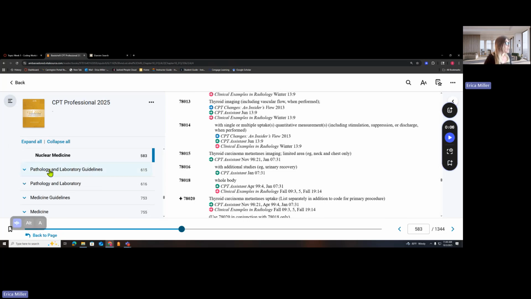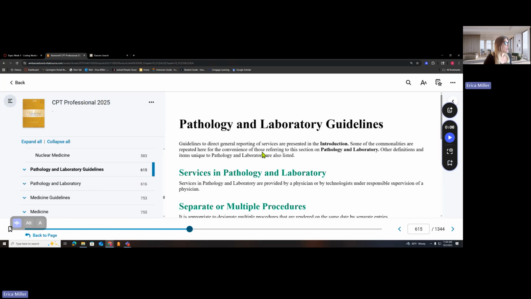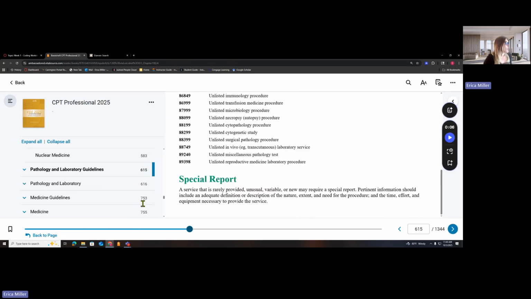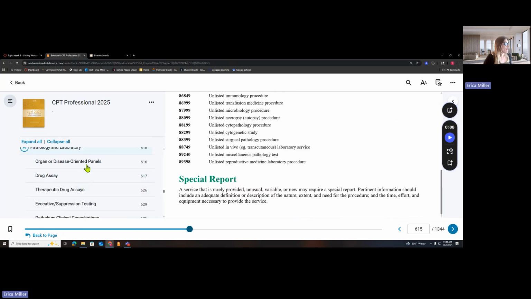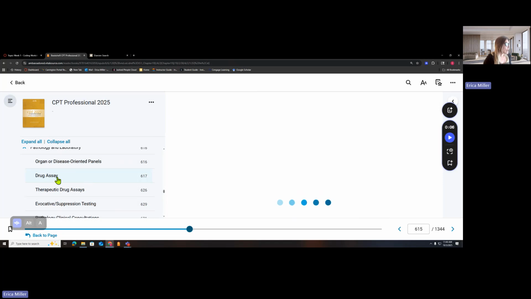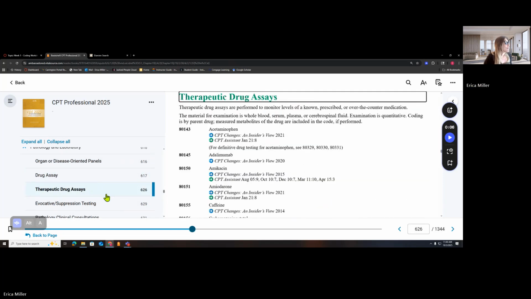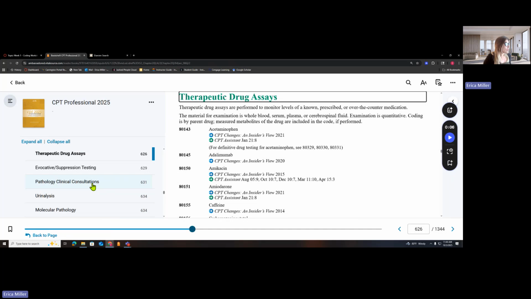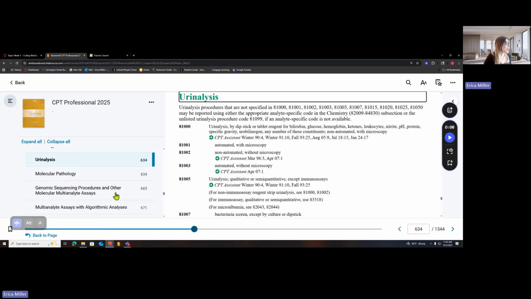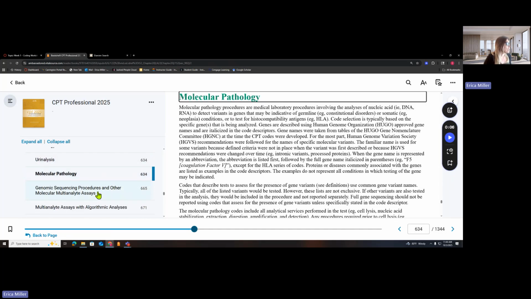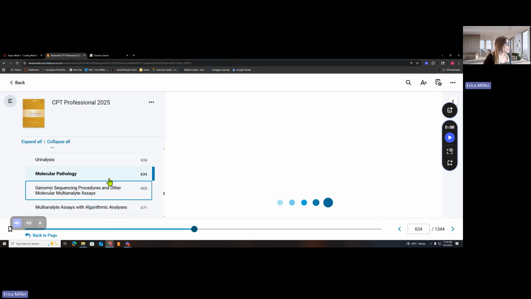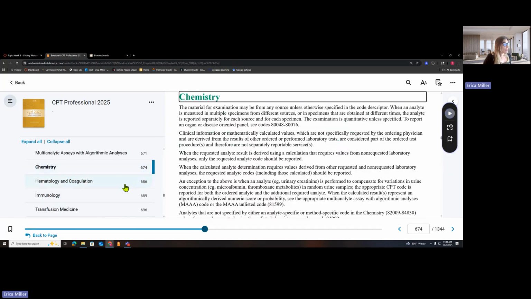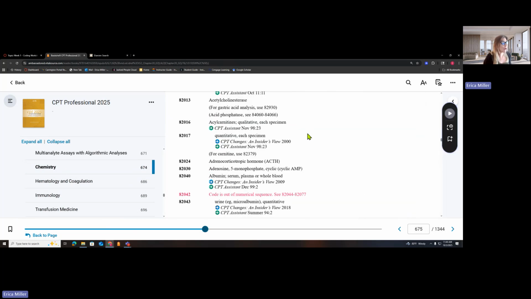Next up is what we call path and lab. Still got guidelines. And then we get into the different sections of path and lab. There are disease and organ panels, drug assays, clinical path consultations, urinalysis, molecular pathology, genomic pathology, and blood chemistry. Chemistry is going to be like when they do a complete blood count, or check your ketones in your urine.